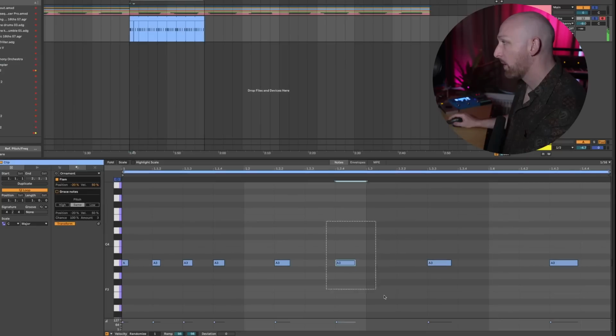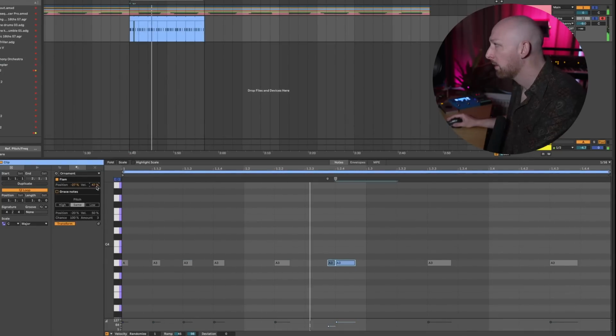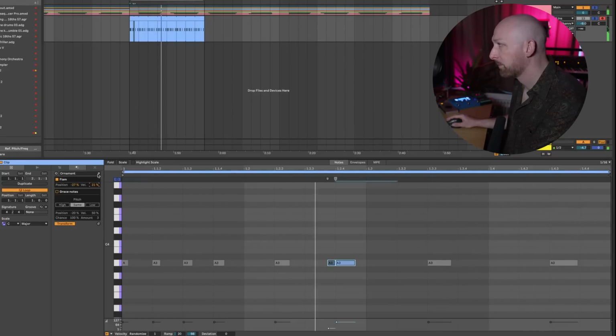A flam is when you take a drum and you hit it with two hands with a microsecond of difference. It still counts as one hit, but it's actually two hits, and it just kind of thickens up your sound. So for example, if I wanted to add a flam to one particular note, I would just do that. You can add the velocity.